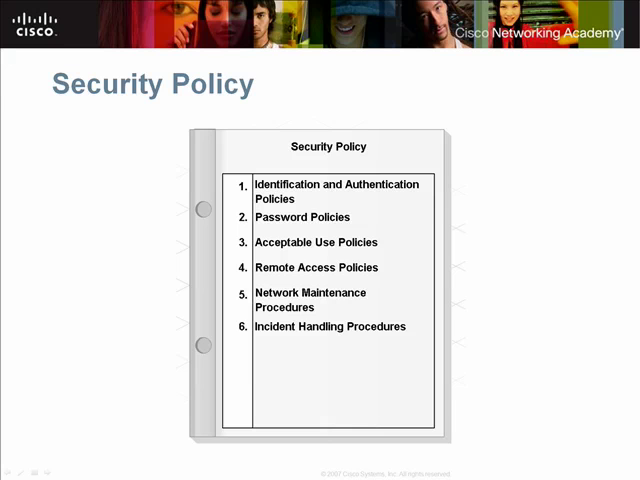Some parts to include in a security policy include identification and authentication policies, which serve to define who should have electronic access to network resources and physical access to network hardware, password policies, which ensure users meet minimum password requirements and change their passwords regularly, acceptable use policies, which identify appropriate use of the network, remote access policies, which define how off-site users can connect to the network and what resources they can access, network maintenance procedures, which outline how upgrades and updates are applied, and incident handling procedures, which specify how events such as security breaches are addressed.